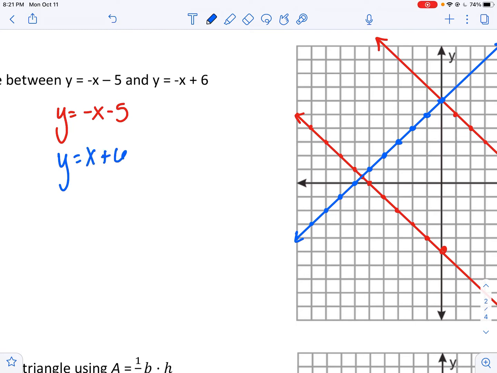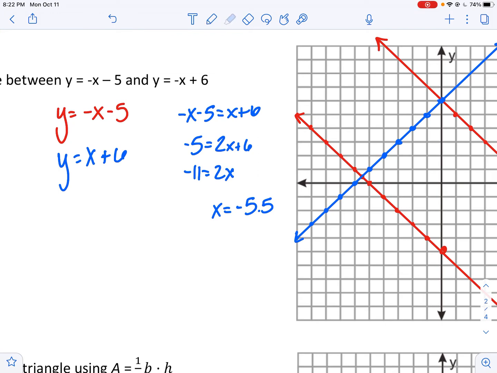To figure out where our intersection point is, we're going to have to do a system of equations, which means that I have -x minus 5 equals x plus 6, or -5 equals 2x plus 6, or -11 equals 2x, which means that x would be -5.5.